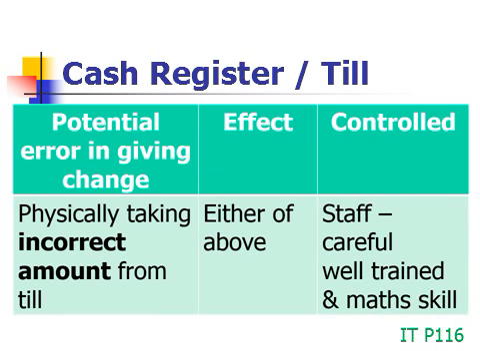The potential error in physically taking the incorrect amount from the till and giving as change will lead to either customer annoyance, which might lead to loss of goodwill, or a loss of money by the business, but this error can be controlled by making sure that staff are careful, well-trained, and have reasonable mathematics skill.